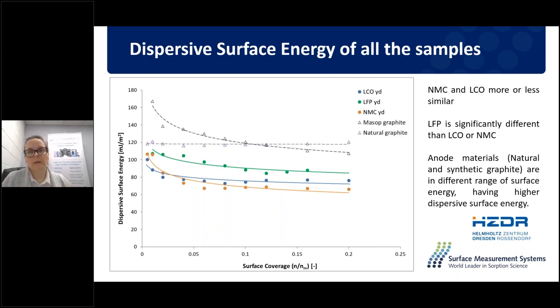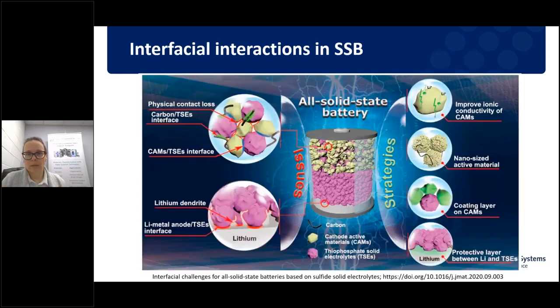Anode materials, both the natural graphite and the mesophase graphite, have significantly higher dispersive surface energies than these materials. So you can see that they are not completely the same. As Johan also highlighted, there's not really similarity in the surface energy between them.